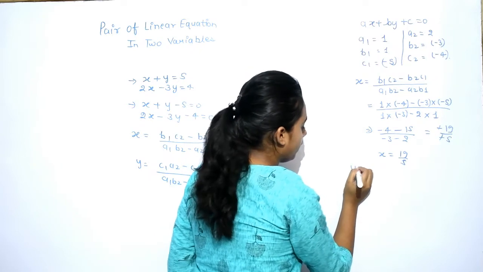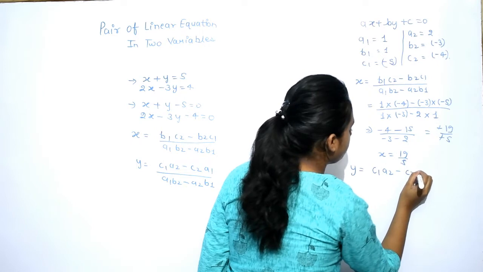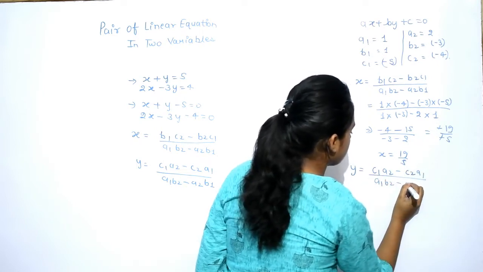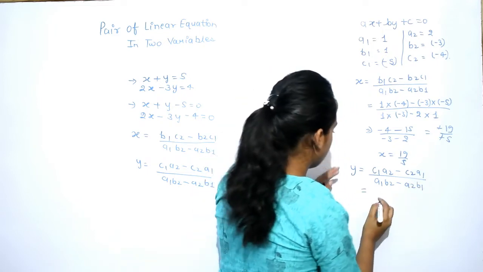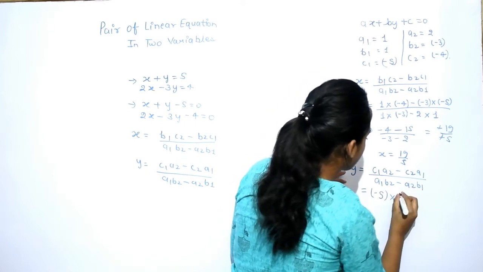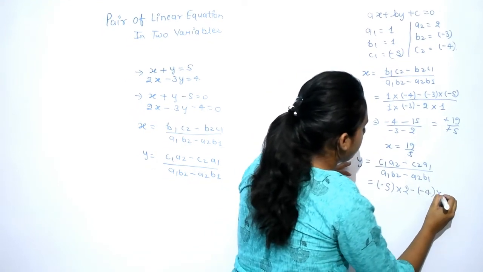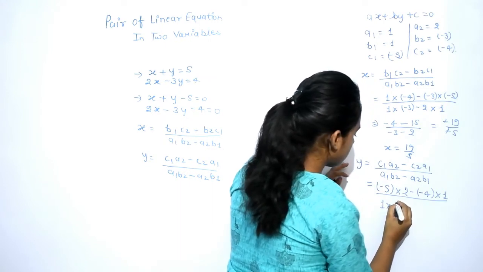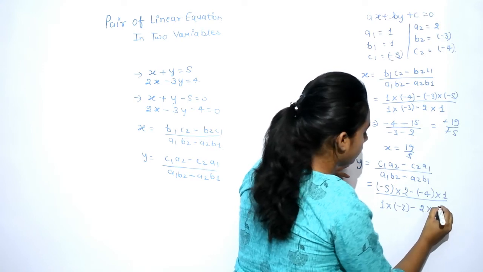For finding the value of y, I am putting the formula, that is c1 a2 minus c2 a1 upon a1 b2 minus a2 b1. Now I am putting the values that are written here. So c1 is minus 5 into a2 is 2, minus c2 is minus 4 into a1 is 1, upon a1 is 1 into b2 is minus 3, minus a2 is 2 into b1 is 1.